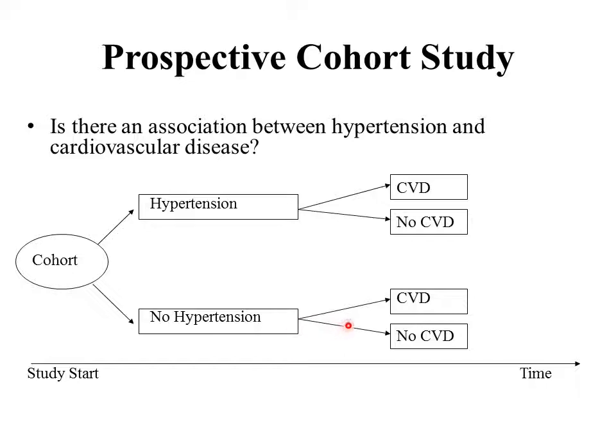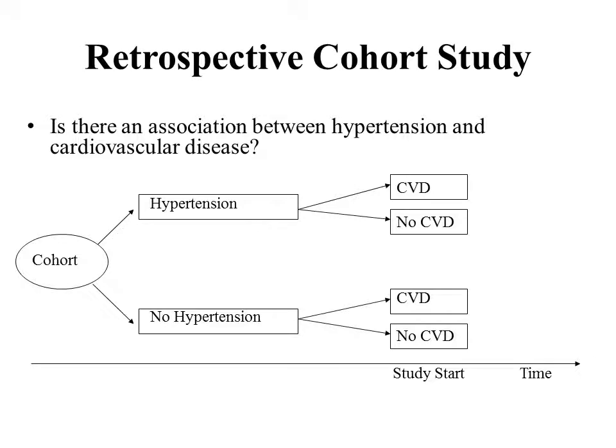As we move to the right, some of these people are going to develop cardiovascular disease and some people aren't. Likewise down here, some are going to develop cardiovascular disease and some are not. And so we observe this cohort over time, and then we collect data over here. Maybe we collect data in the middle, and so we collect data over time, and then we analyze that data with appropriate statistical techniques.